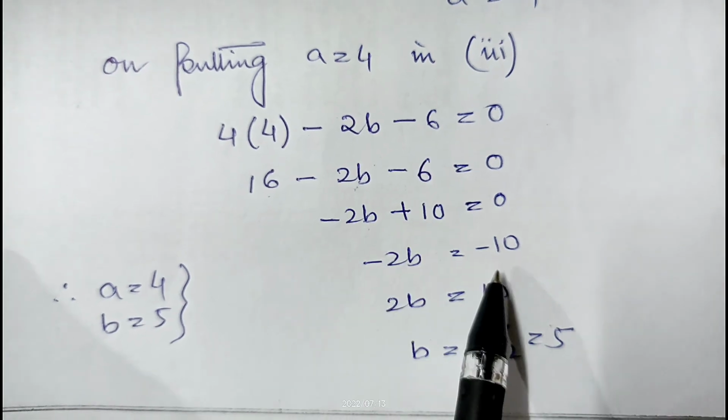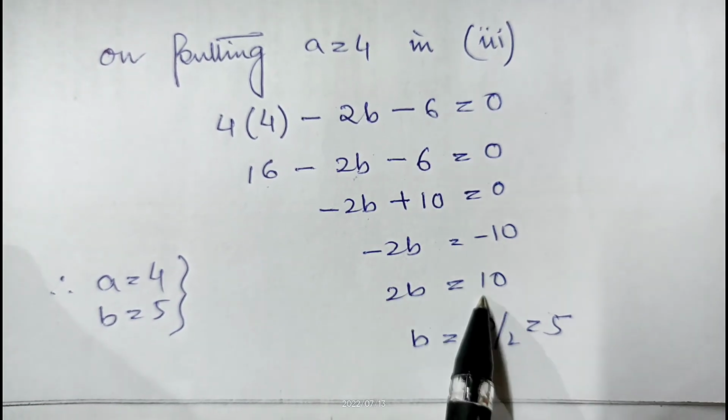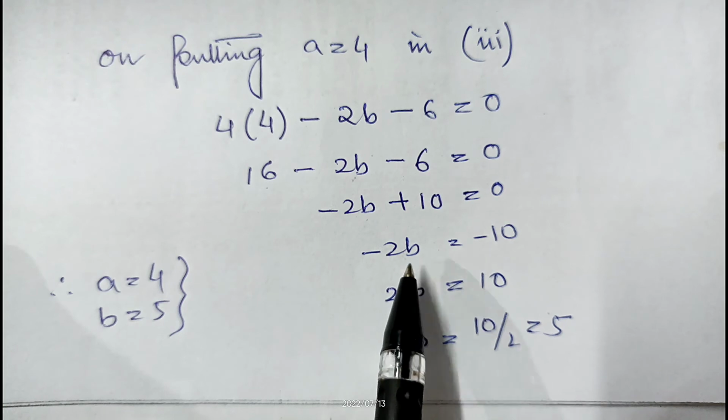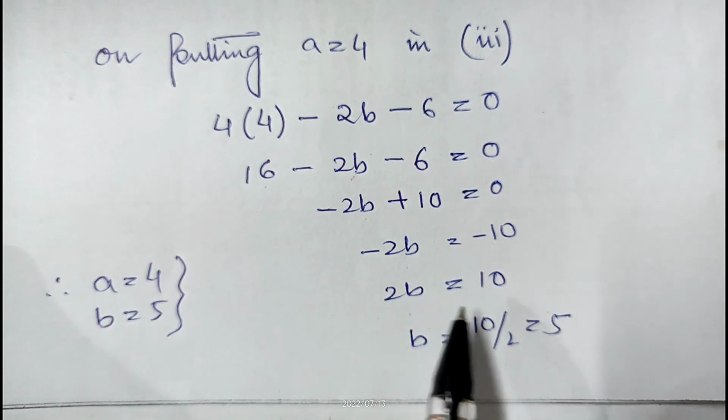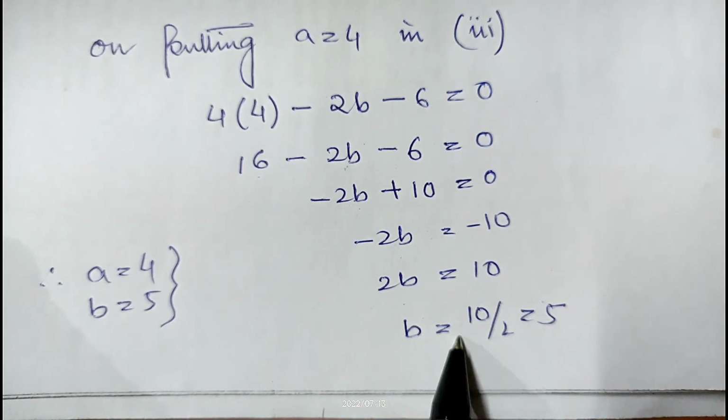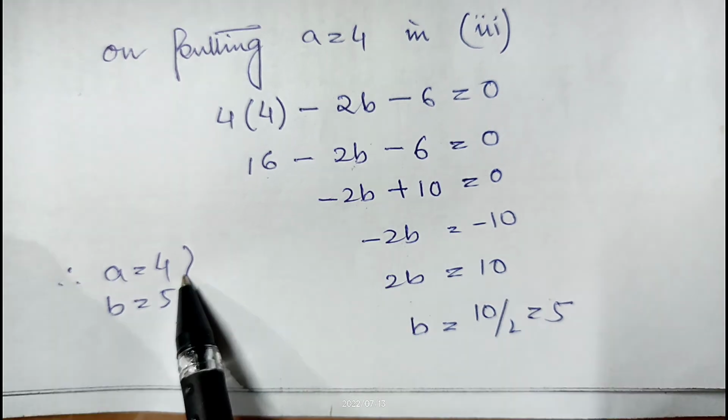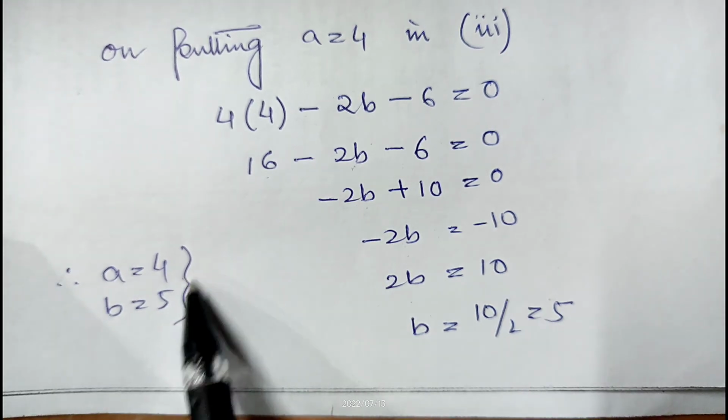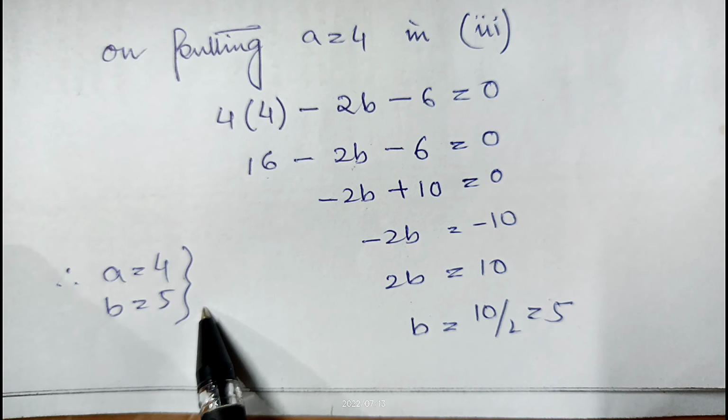Minus twice b equal to minus 10. If I multiply both sides by minus, it will become twice b equals to 10. So b equal to 10 by 2, which will be 5. Therefore, the required value of a is 4 and b is 5, which is the required answer.